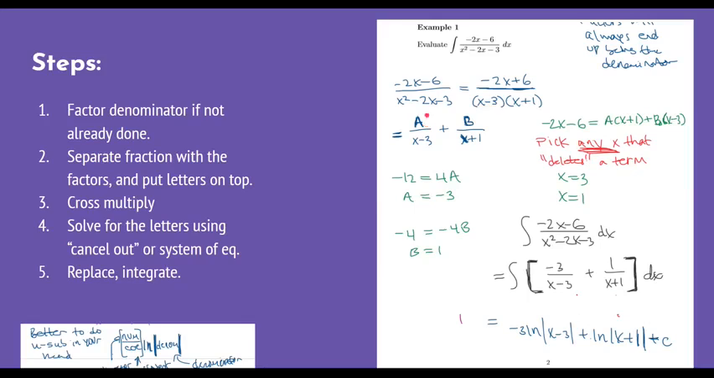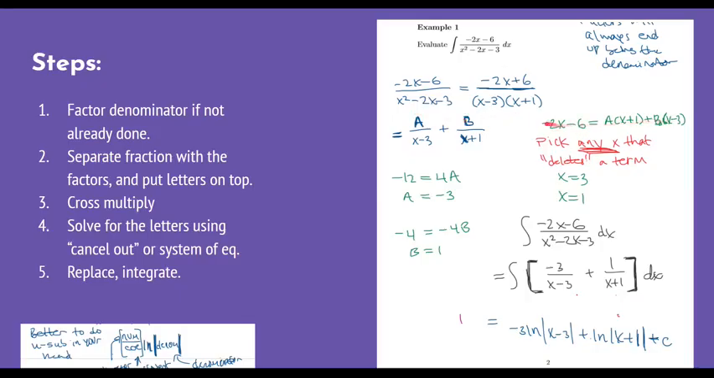Next, forget about the numerator for a second, and you create two fractions with the factors that you just found. So x minus 3, x plus 1, and then you put an uppercase letter on top, and you start with A, and you go all the way to Z. Hopefully, you would never have that many, but in this case, it's only A and B. Those are the only two letters that we use.